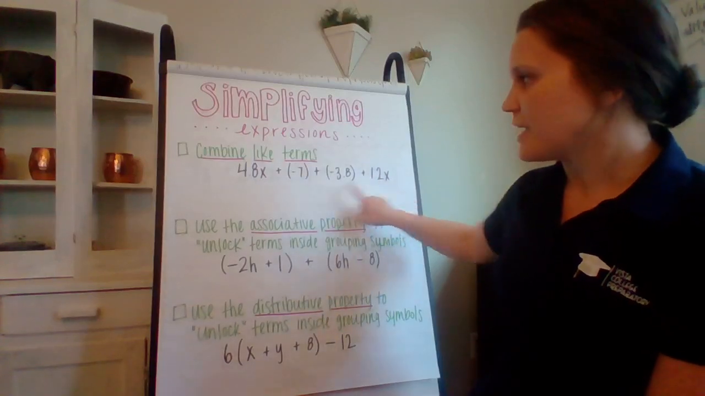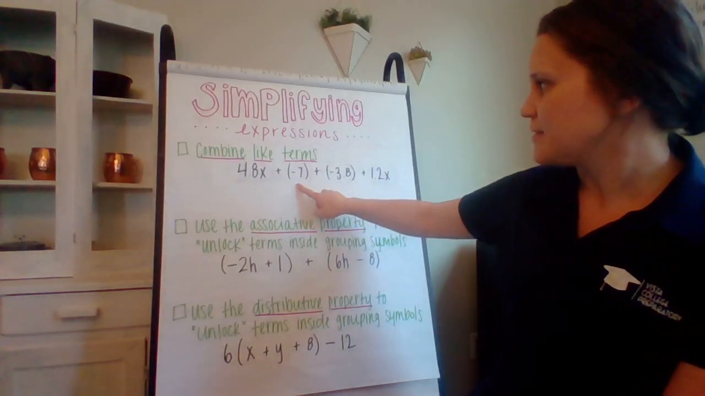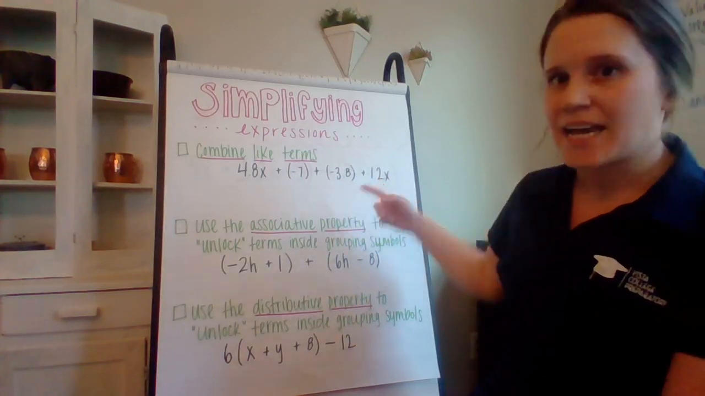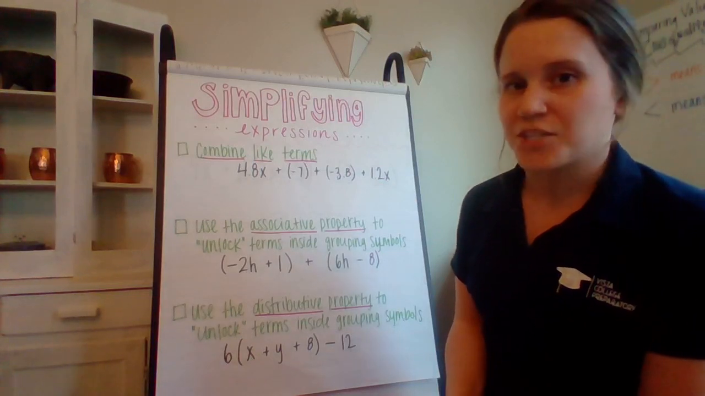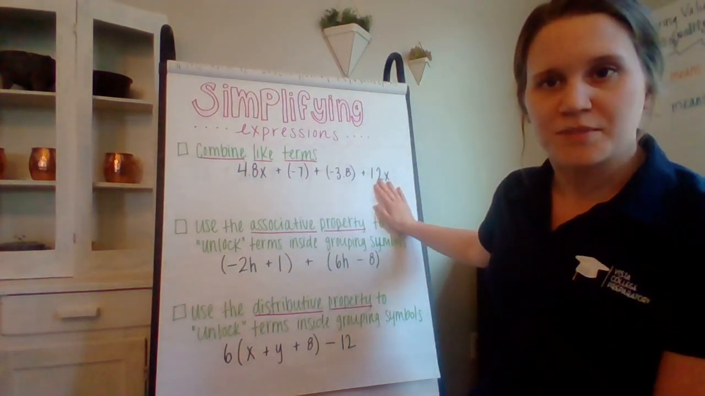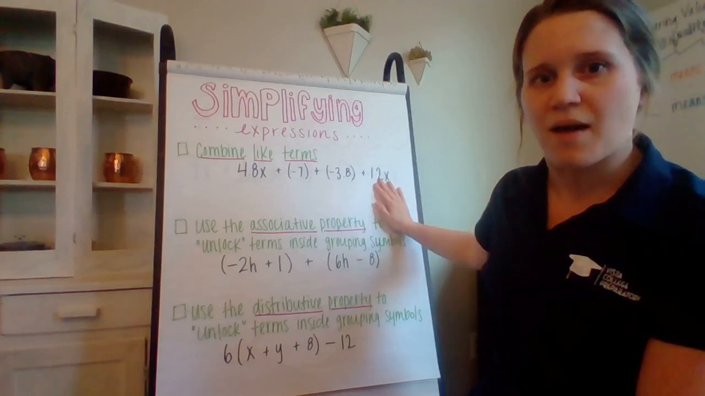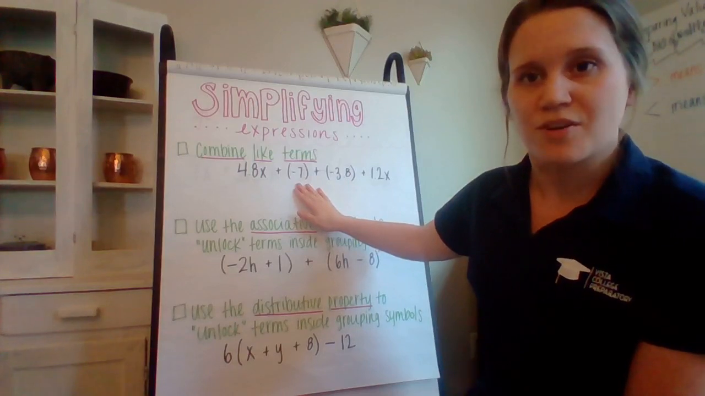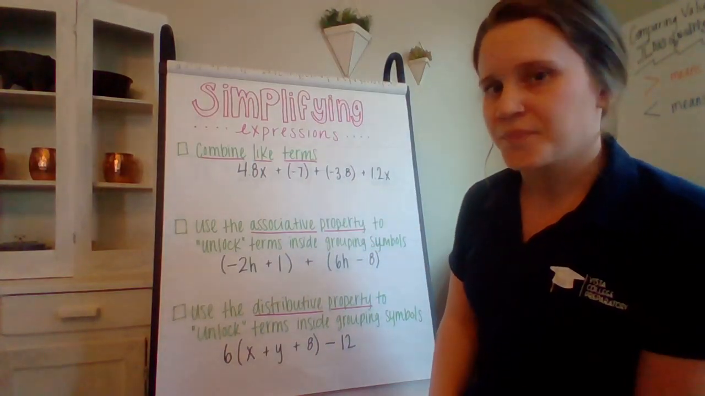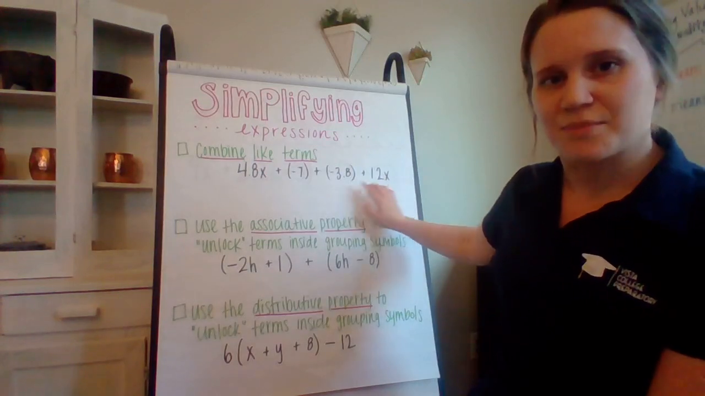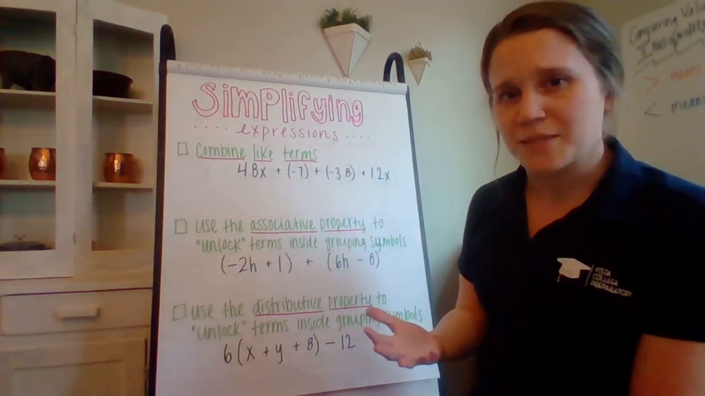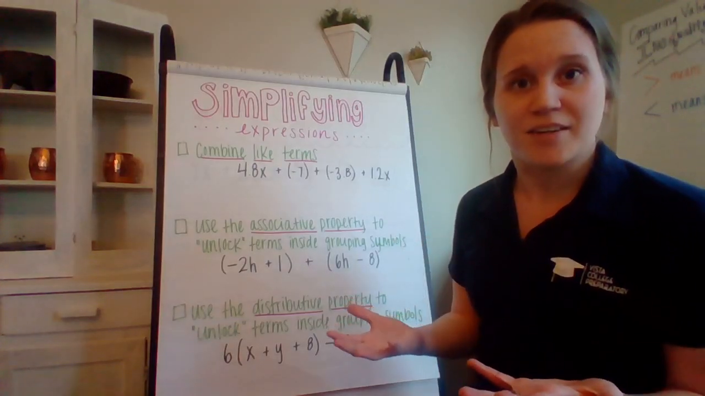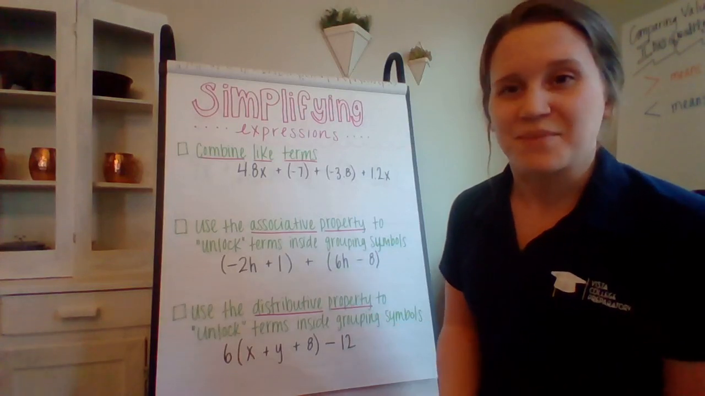So in this expression right here, 4.8x plus negative 7 plus negative 3.8 plus 1.2x, I do see some like terms in this expression. I'm noticing two variable terms with the variable x, same variable, same power. I also notice two constant terms. Those are just the numbers with no variable. Those are like terms as well. So this term and this one are like terms as well as these two. When I'm simplifying this expression, I'm just going to combine only the like terms. And then when I'm done and there are no like terms remaining, I have found the simplified answer.